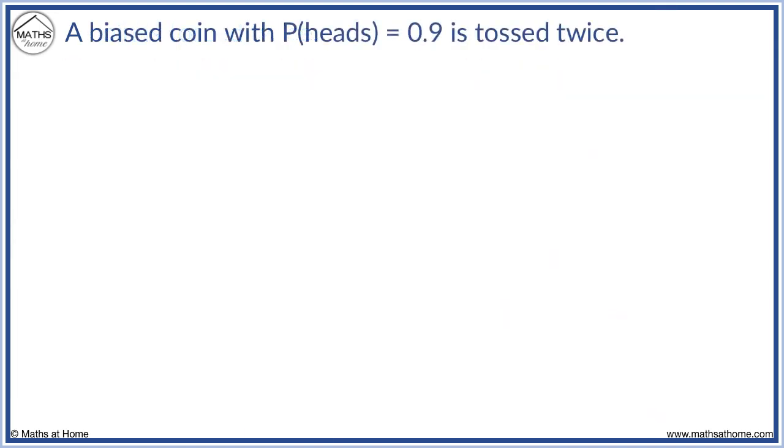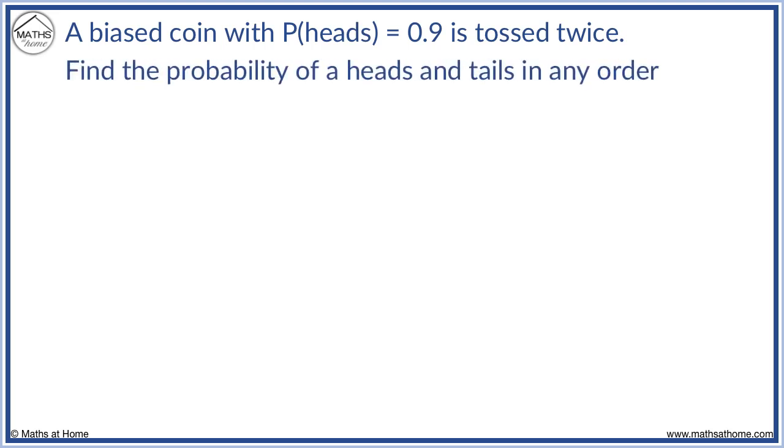We will construct a new probability tree for a biased coin. Biased means that the chances of each outcome are not the same. Here we have a probability of heads, which equals 0.9. We will throw the coin twice. Find the probability of getting a heads and a tails in any order.